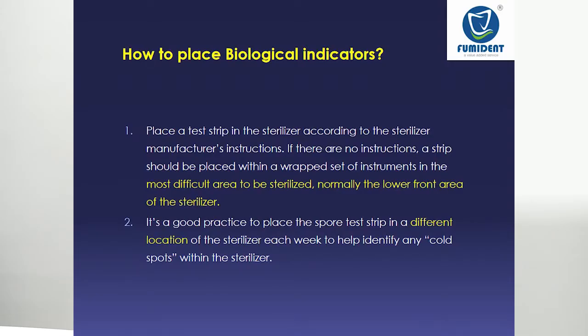One such area is the lower front area of the autoclave in the case of a pre-vacuum autoclave, and again you have to change this location multiple times to evaluate whether there is any cold spot inside your autoclave. That will make sure which area or which instrument gets properly sterile or not. So this is the chemical indicator and biological indicator for sterilization monitoring.